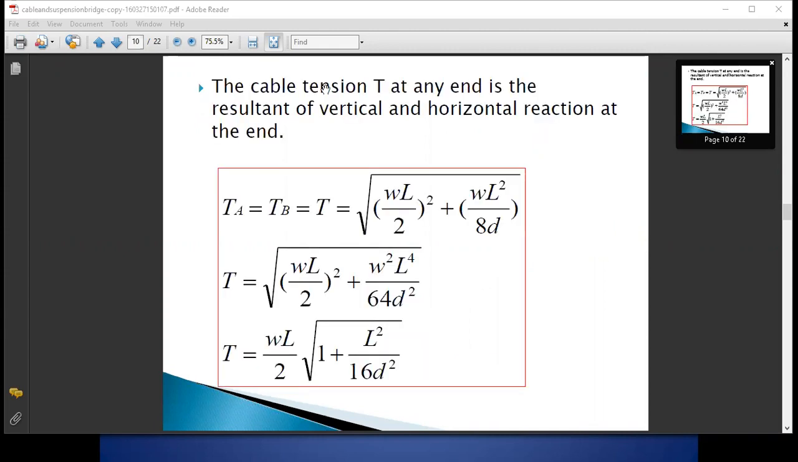So the cable tension, capital T, at any end is the resultant of the vertical and horizontal reaction at the end, right?